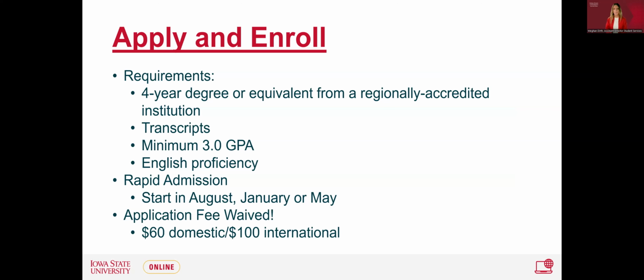This program utilizes a rapid admissions process. So applicants are evaluated and admitted to the program within 7 to 10 days of applying, which is just fantastic. With this program, you can enroll to start taking classes in August, January, or May. When you are ready to apply, you'll use the graduate application at iowastate.edu. The application fee is $60 for domestic students and $100 for international students. However, if you do decide to apply, the college will waive your application fee. You just need to let us know that you've gotten that application started, and we'll be able to waive that fee for you.